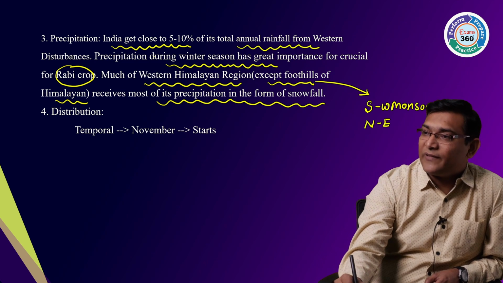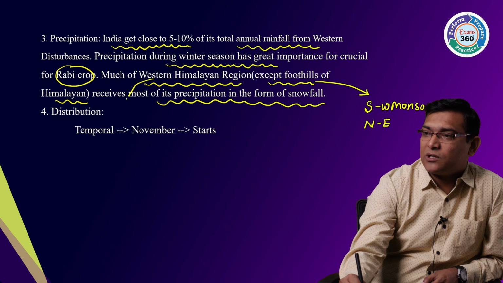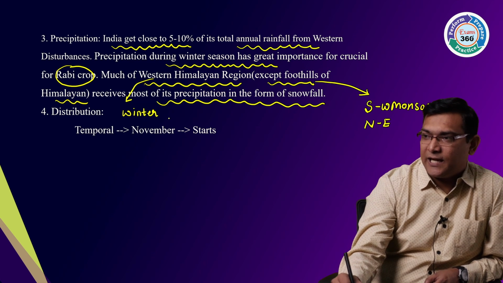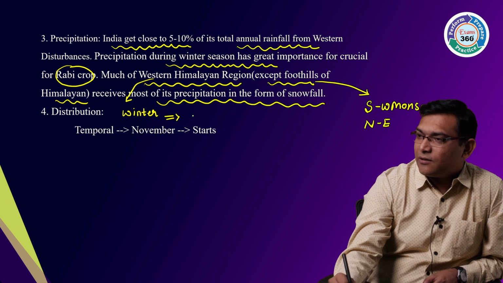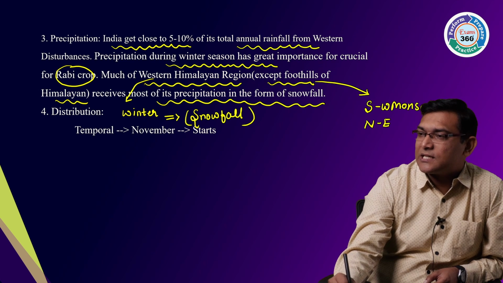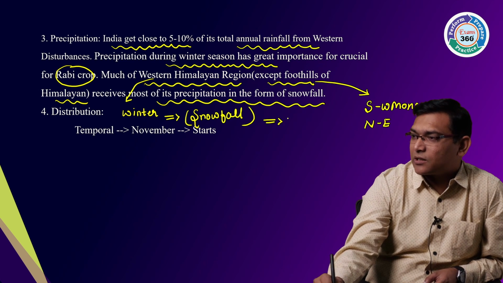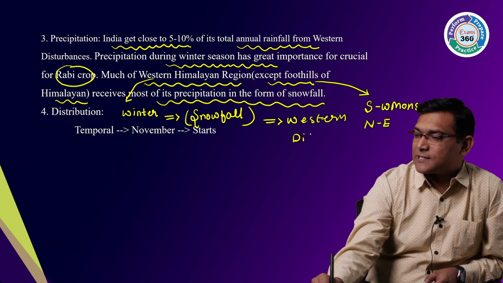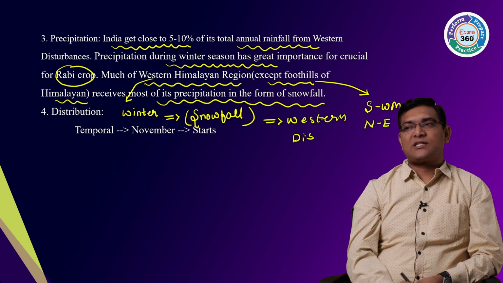So much of the western Himalayas lo ఏముంటుంది? అసలే ఇది చలికాలం, winter season, and when there is, what will happen? Snowfall will take place. Snowfall is also a part of your western disturbances. These are part of your western disturbances.